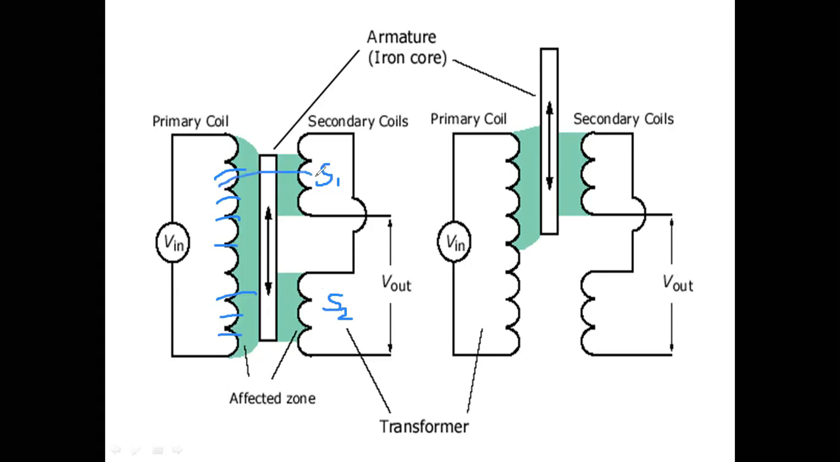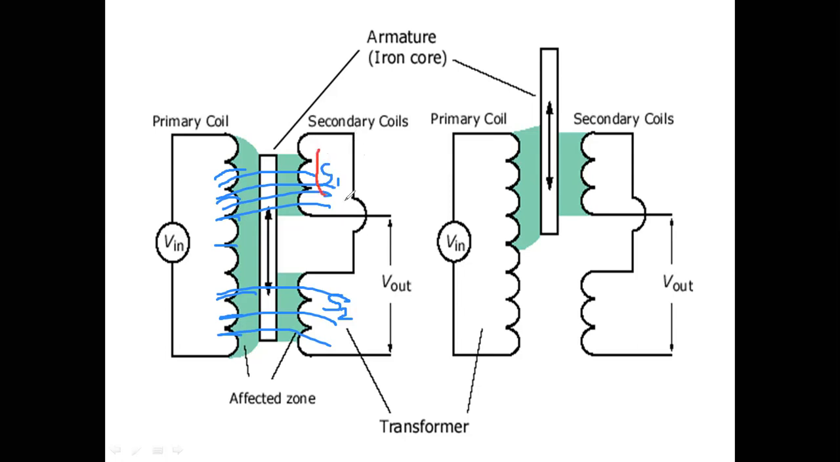When the flux cuts the secondary windings, EMF will be generated. How? The amount of flux cutting secondary 1 is equal to the amount of flux cutting secondary 2. Why? Because the core is at the center, and the dimensions of secondary 1 are equal to the dimensions of secondary 2. That means the number of windings in secondary 1 is equal to that in secondary 2, and also the diameter of secondary 1 is equal to the diameter of secondary 2.